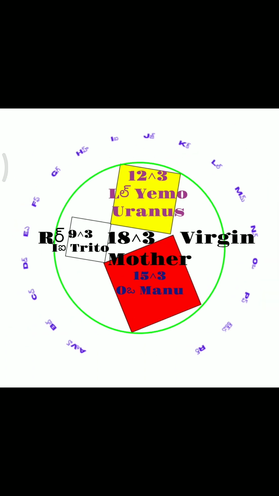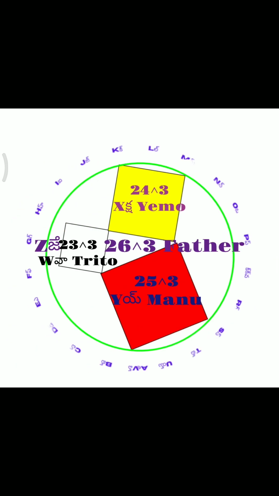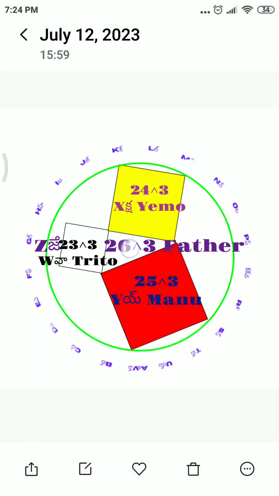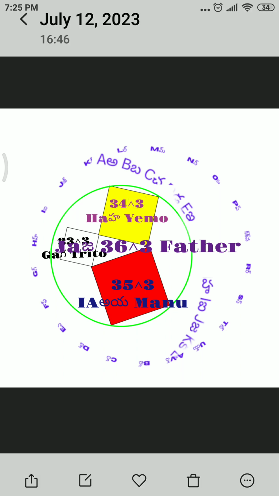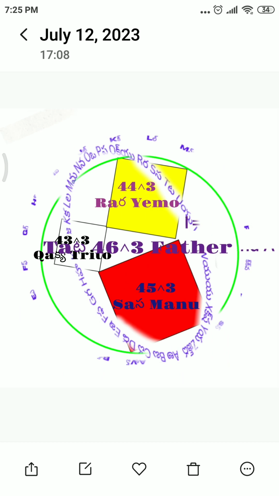Right, now similarly we have 23 cube, 24 cube, 25 cube, making 26 cube. Same formula. 10 into 2 is 20, 20 plus 3 is 23, 20 plus 4 is 24, 20 plus 5 is 25, 20 plus 6 is 26. It goes on like this. And same case with 33, 34, 35 giving 36, 43, 44, 45 giving 46.